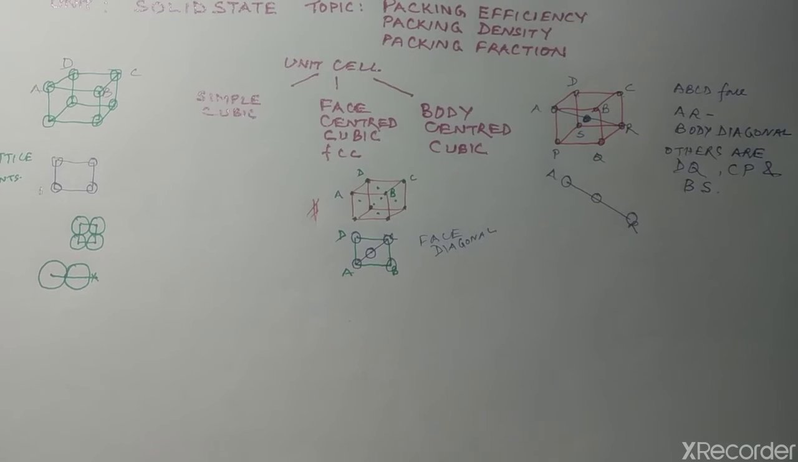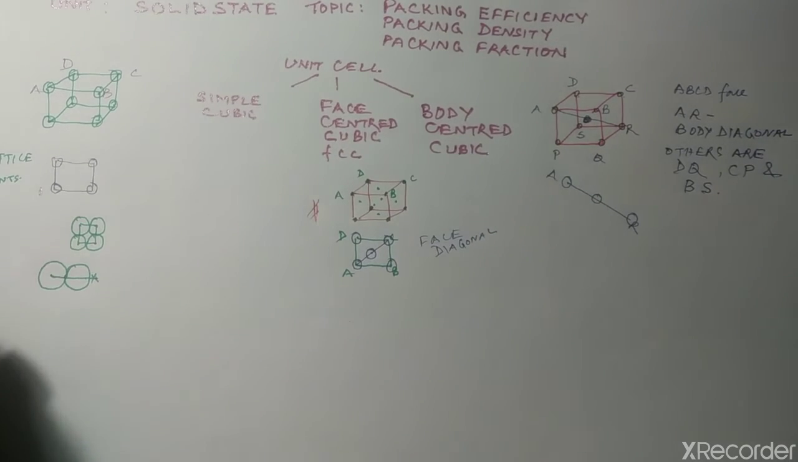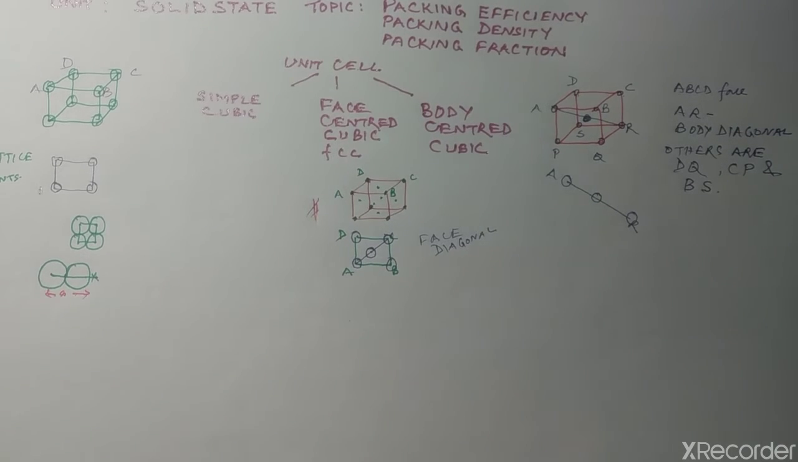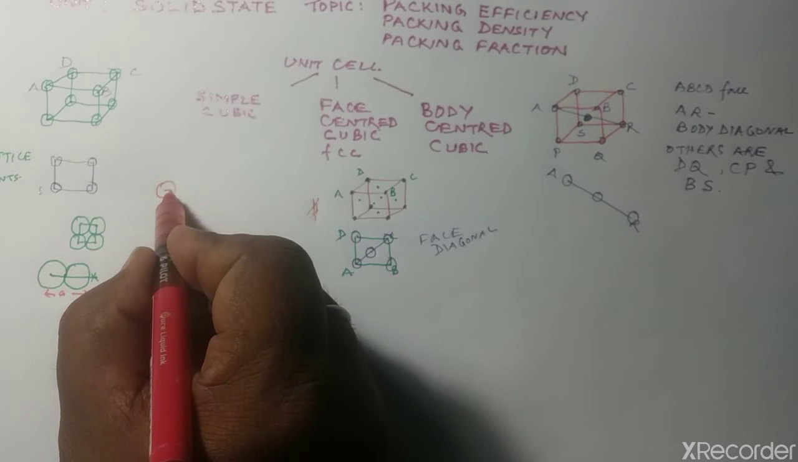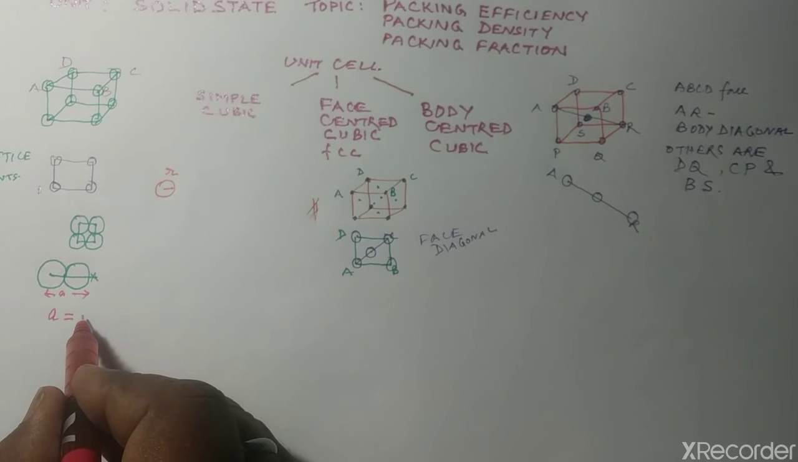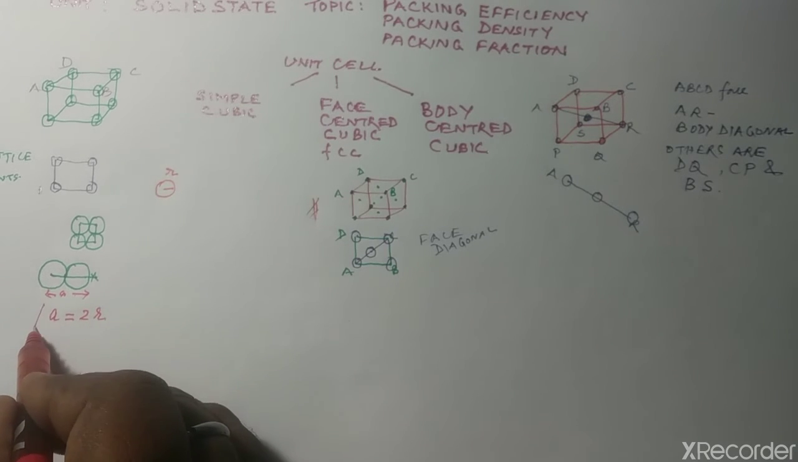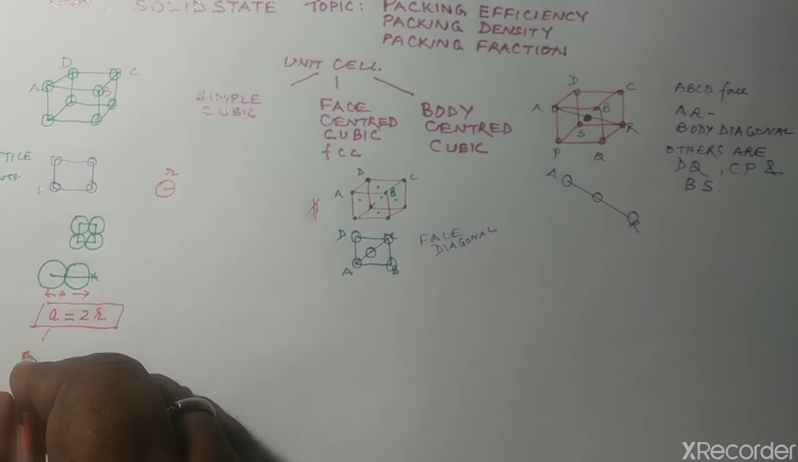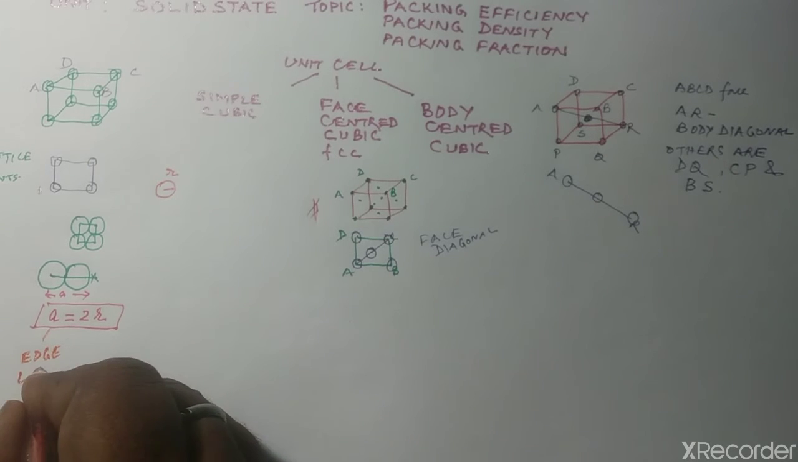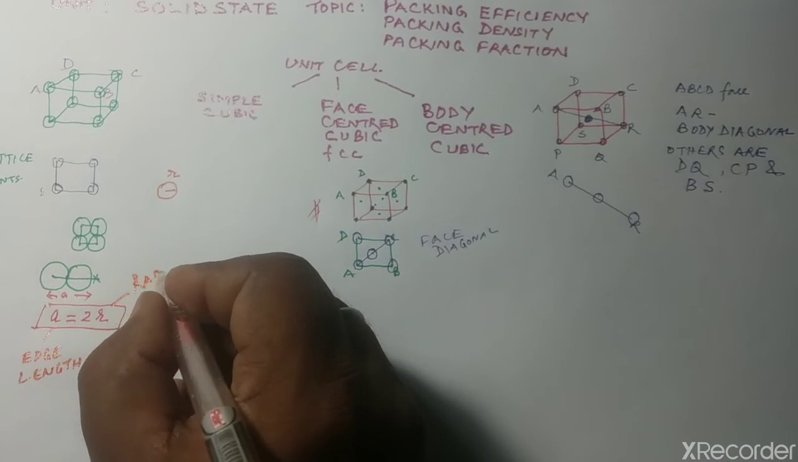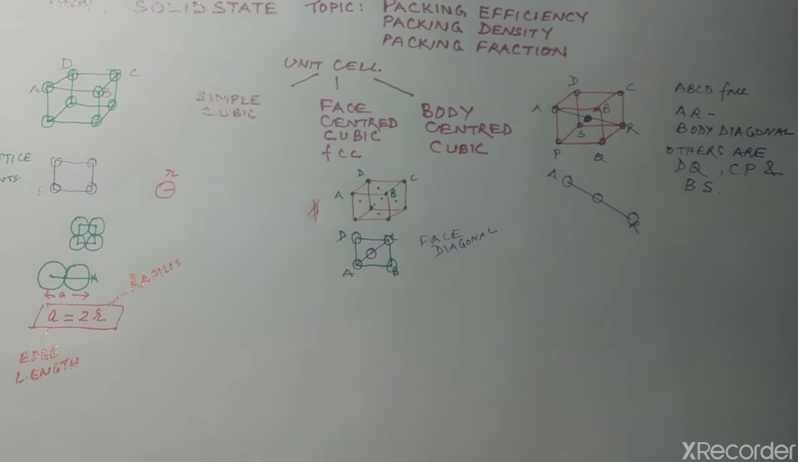This is the case. And the unit cell's edge length is called A. And the radius of atom is called R. If we see here the relation between radius of atom and edge length. What is A? Edge length. What is R? Radius. The relation is like this in the simple cubic.